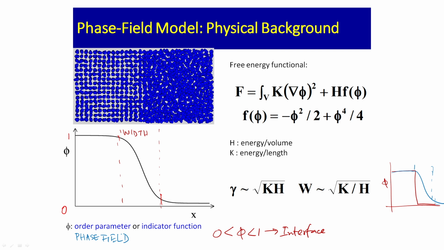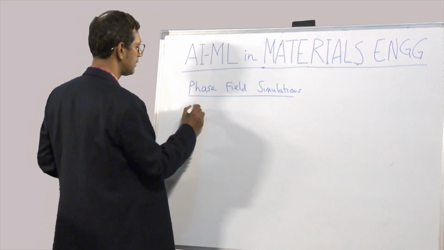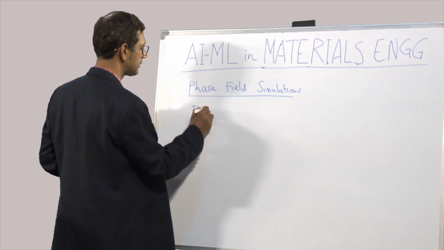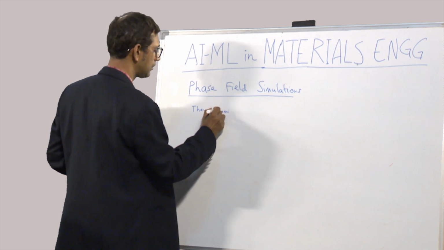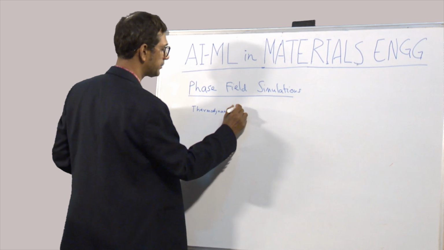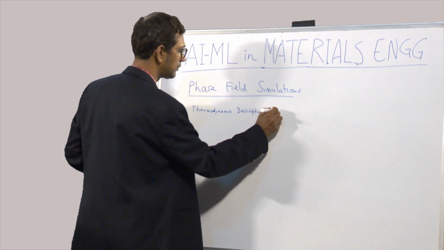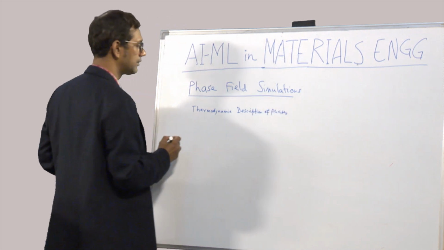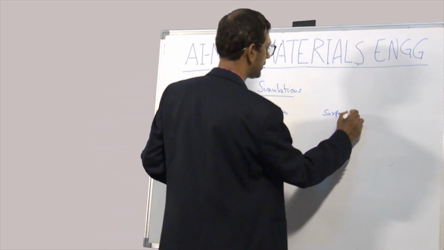Now, how do you understand the evolution of microstructure? So, let us go back to the board, we will come back to this equation a little later. So, evolution of microstructure is basically in two parts. One is the thermodynamical description of phases, and second one is surface properties or interface properties.